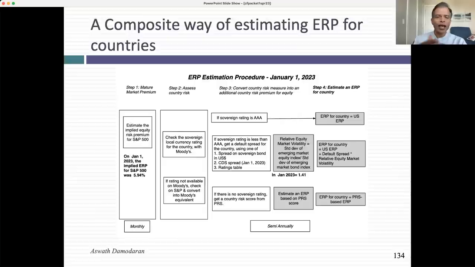I did this at like 9 a.m. on New Year's Day. Equity risk premium, 5.94%. That's the implied premium you saw a couple of pages ago. Then I go get the ratings for every country that Moody's or S&P rate. In sum, there are 151 countries now for which I can get a sovereign rating.